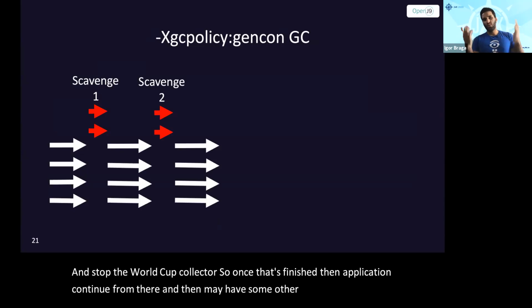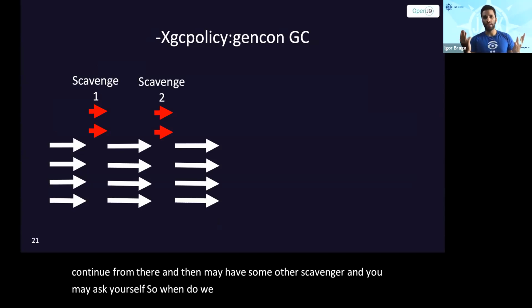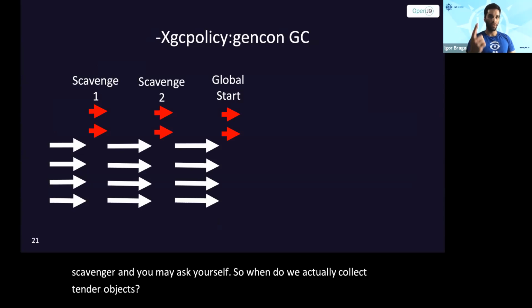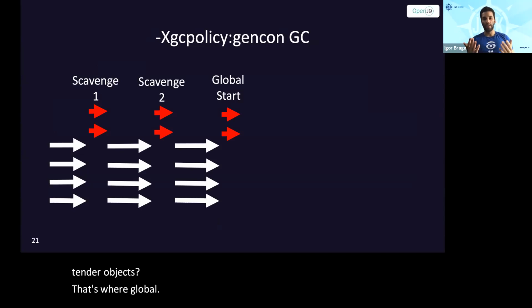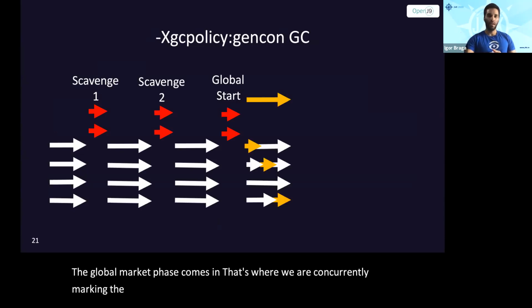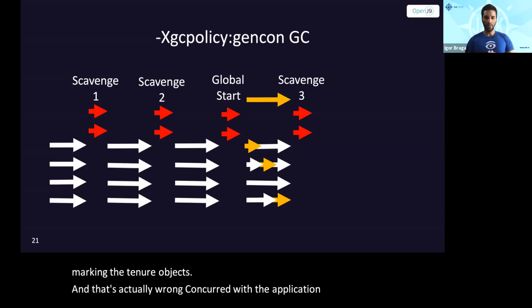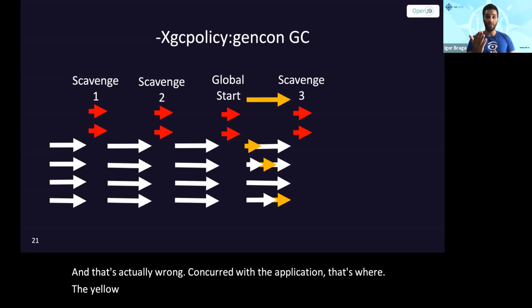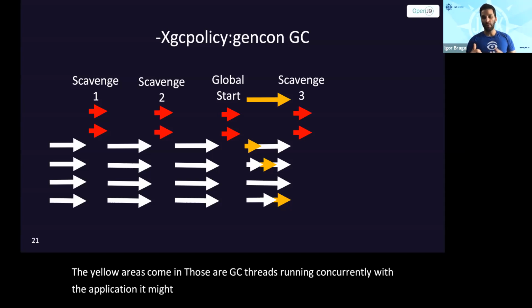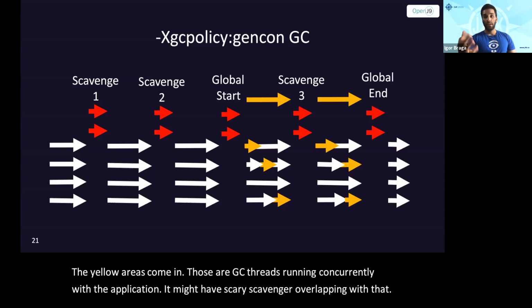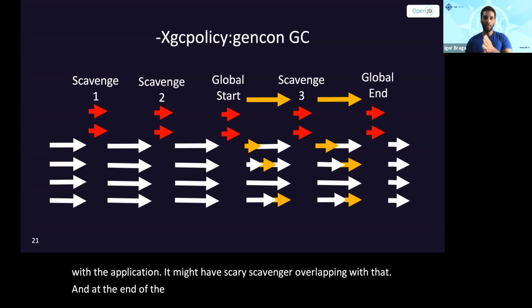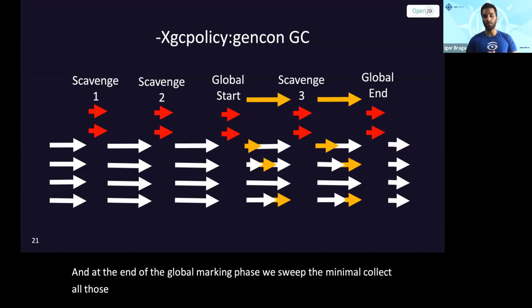And you might ask yourself, so when do we actually collect tenure objects? That's where the global marking phase comes in. That's where we are concurrently marking the tenure objects, and that actually runs concurrently with the application. That's where the yellow arrows come in. Those are GC threads running concurrently with the application. We might have scavenger overlapping with that. And at the end of the global marking phase, we sweep the tenure, meaning we collect all those tenure objects that are not reachable.